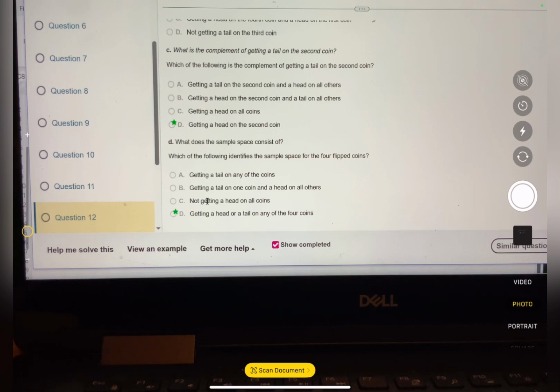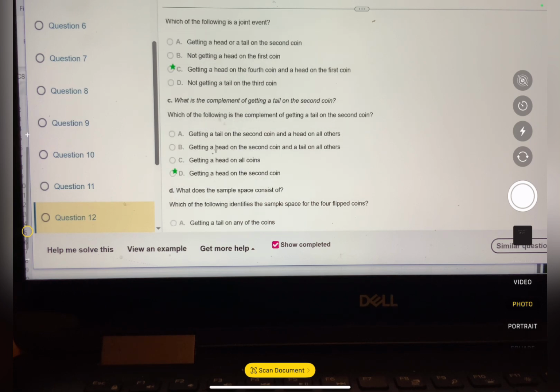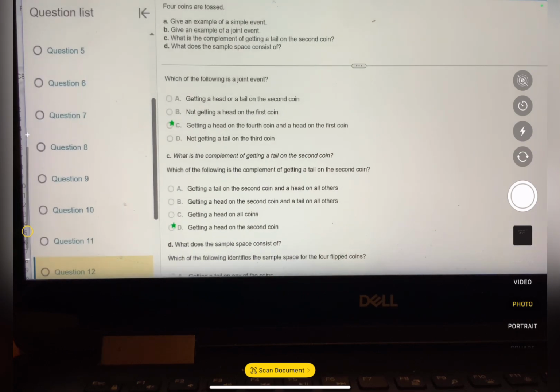If D wouldn't be there, then B would also be sample space, because on one is a tail and head are on all others. So we got all the sample space. We have outcome for all 4 coins. Okay, all right. So moving to question number 13.